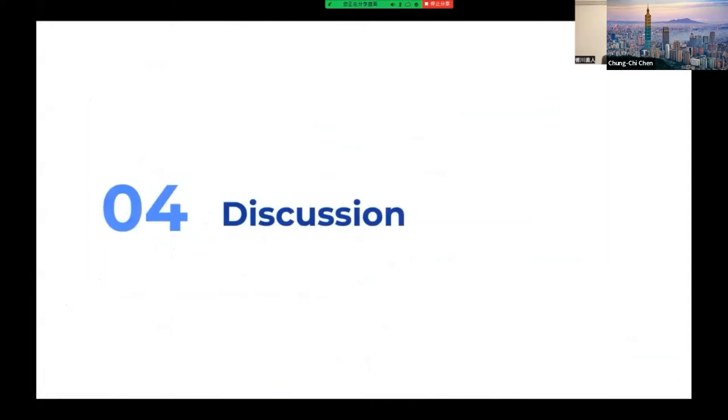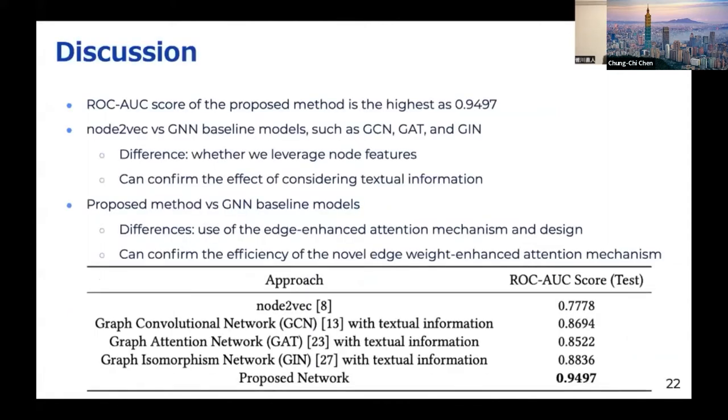And then finally, discussion. This table shows the results of the experiment. As shown, the ROC AUC score was highest in the proposed methods. When we compare node features with the GNN baseline models, we see the effect of considering textual information. And when we compare the proposed methods versus the GNN baseline methods, we see the ROC score is higher, and we can confirm the effectiveness of the novel edge attention mechanism and also the network design.